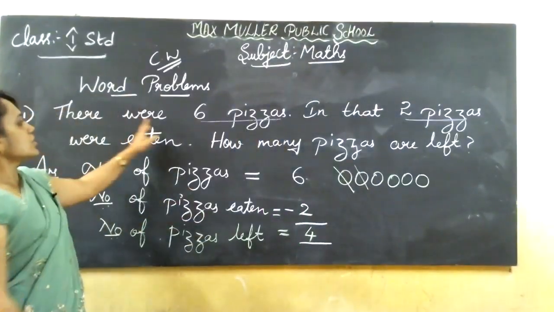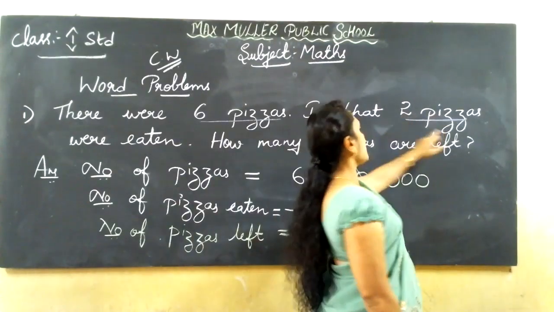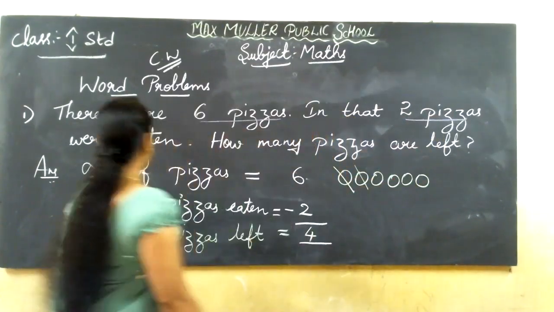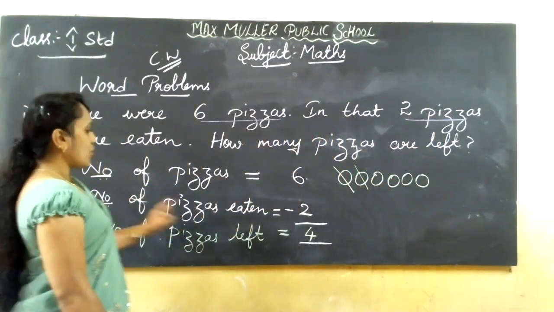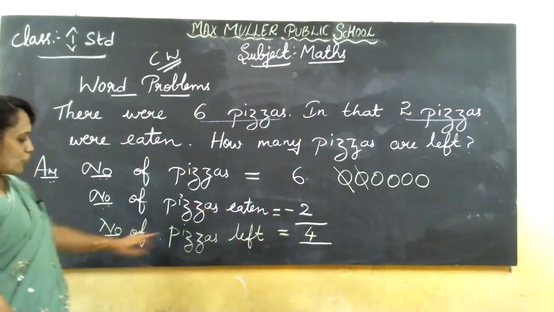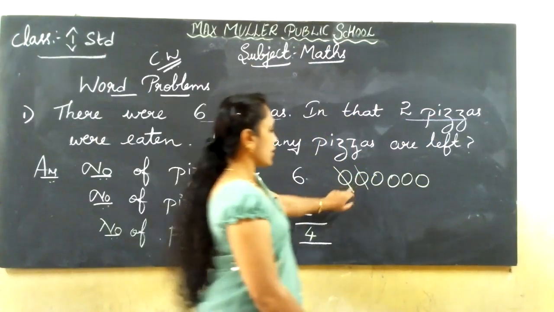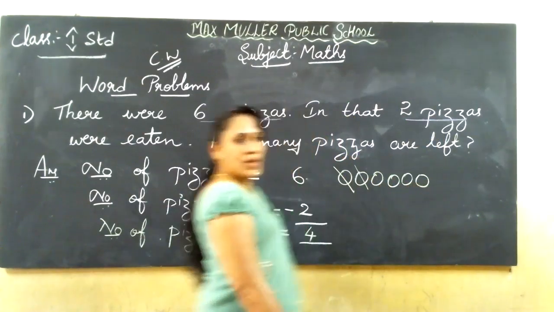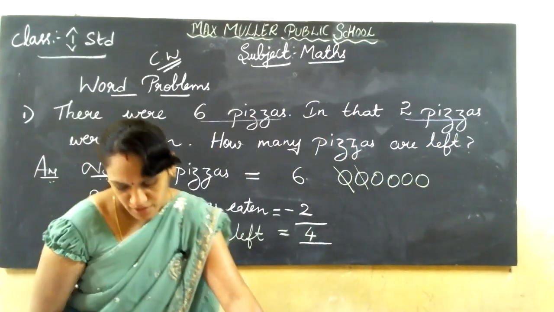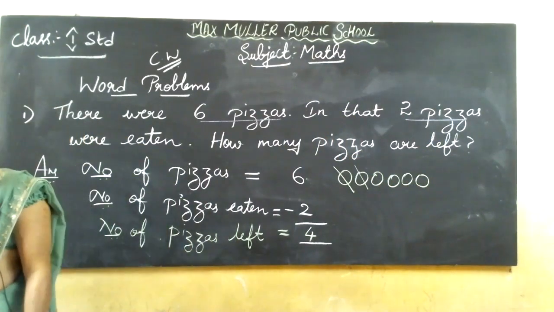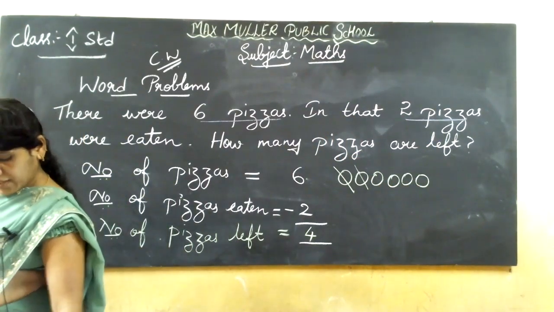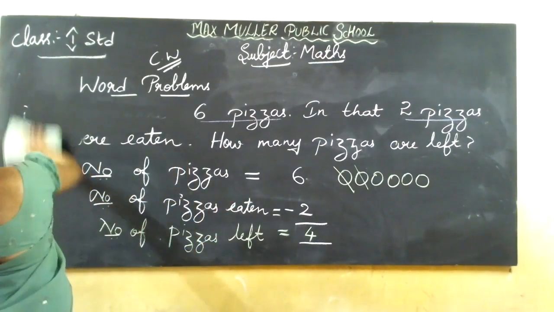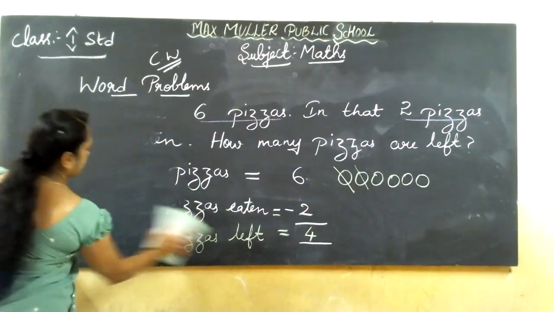Okay. So there were 6 pizzas. In that 2 pizzas were eaten. How many pizzas are left? So number of pizzas, 6. Number of pizzas eaten, 2. Number of pizzas left, 4. Okay, total 6 are there. 1, 2, 3, 4, 5, 6. 2 eaten, 2 you cut it, balance count 1, 2, 3, 4. Understand how to do? Shall I erase this? Yes. Next page, go to next page. Keep ready, second sum. Same, in the classwork book only you write the second sum.